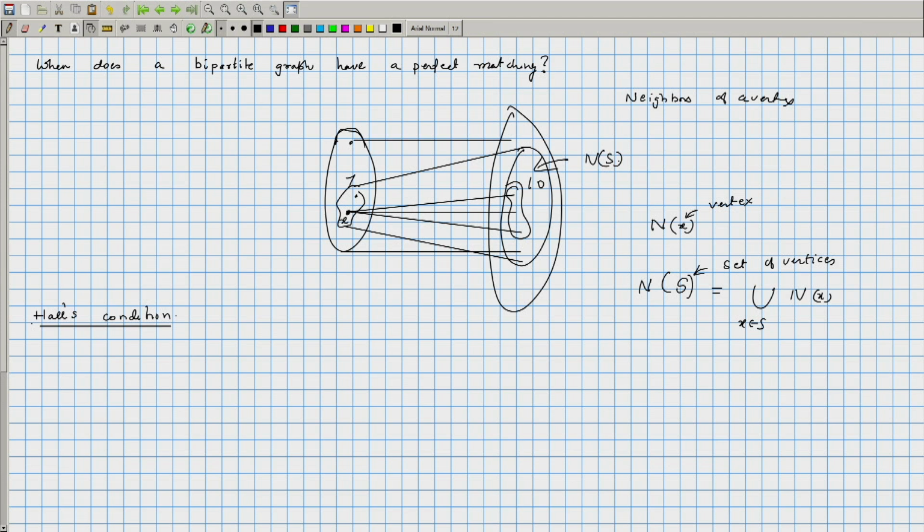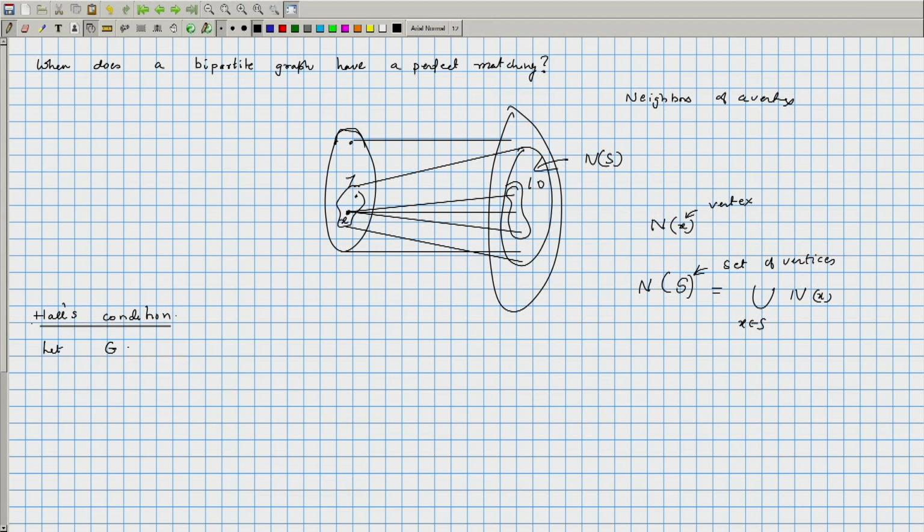Clearly, one can imagine that if the number of neighbors is strictly less than the number of elements in a set, then there is no possibility of a complete matching, because those vertices cannot be matched. They do not have enough counterparts on the other side. But if this condition is met for every subset, then there is a perfect matching. That is what Hall's condition says. So, let us write it down formally.